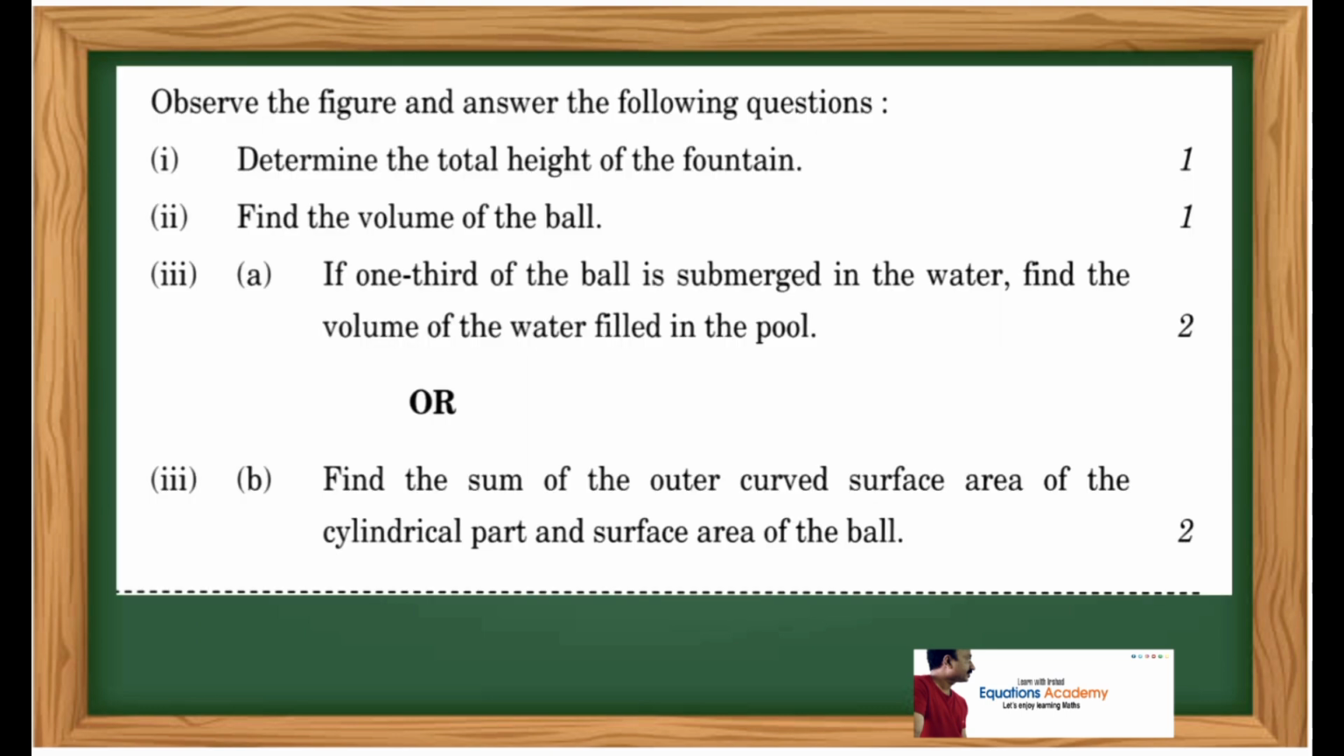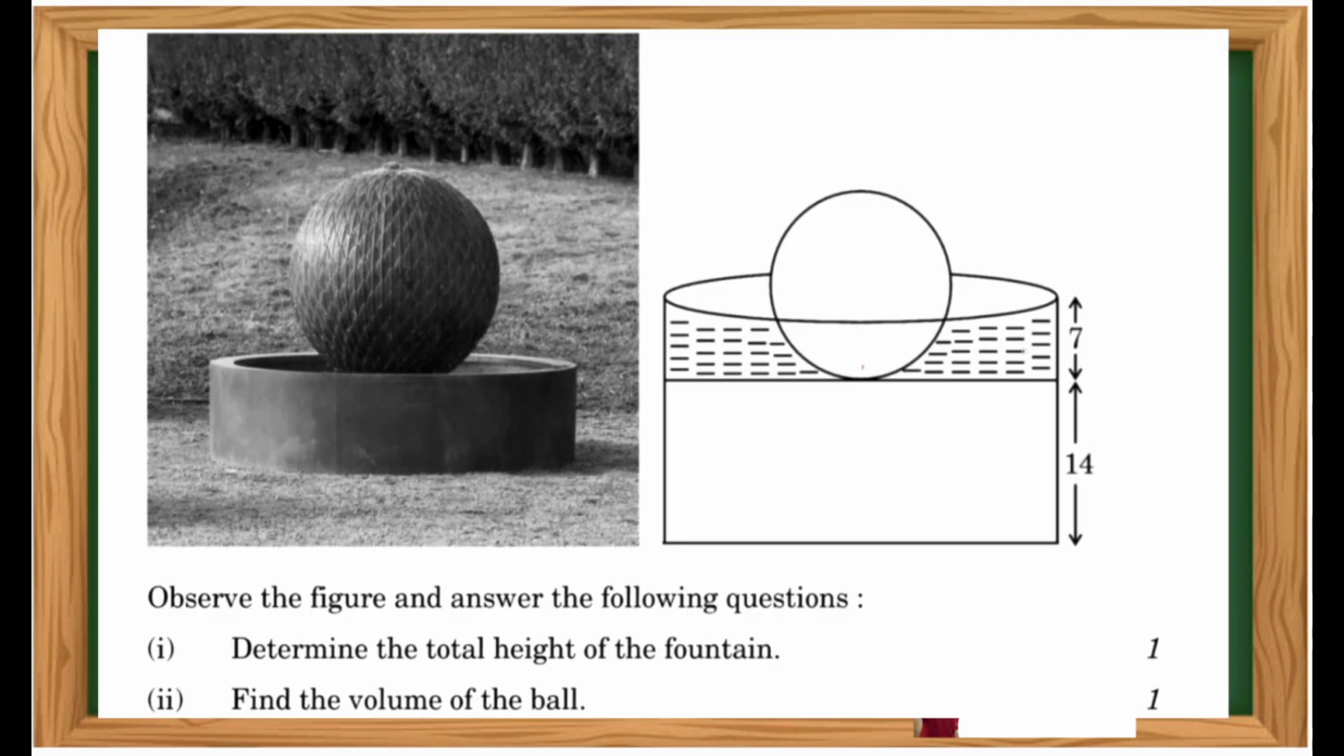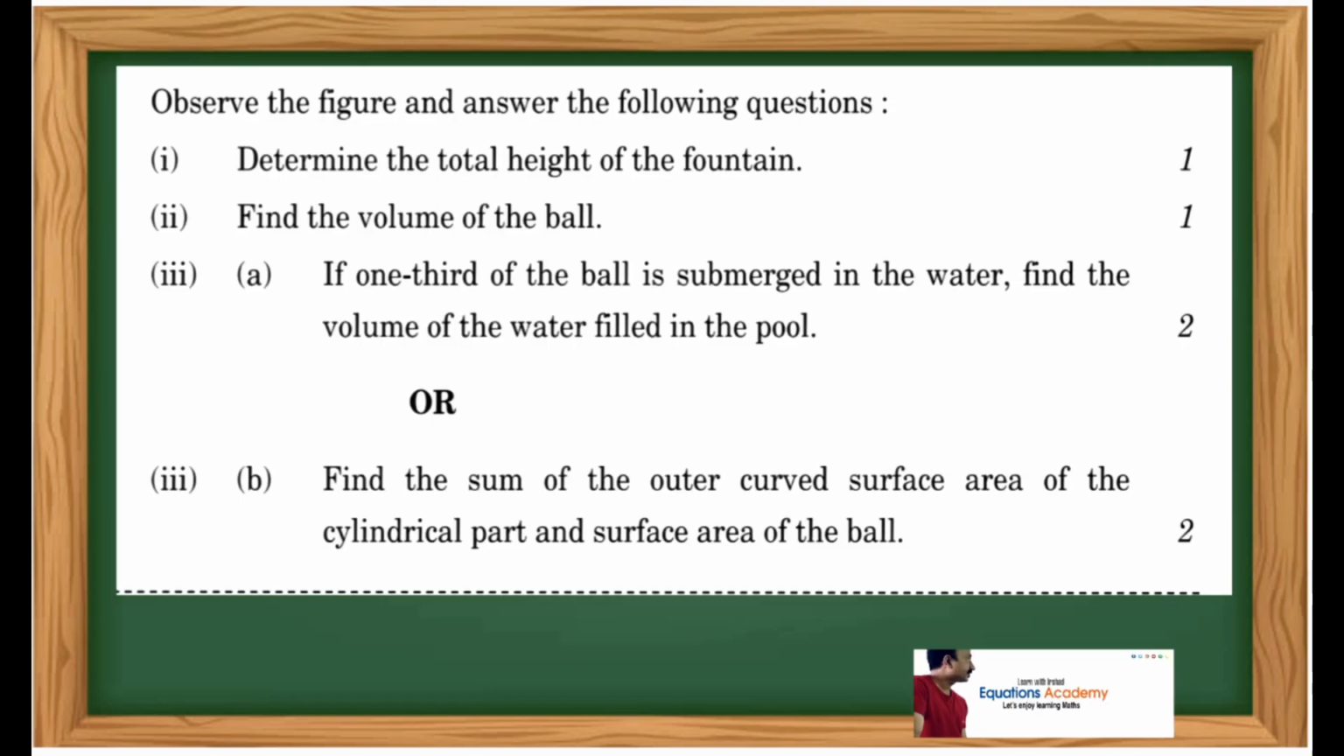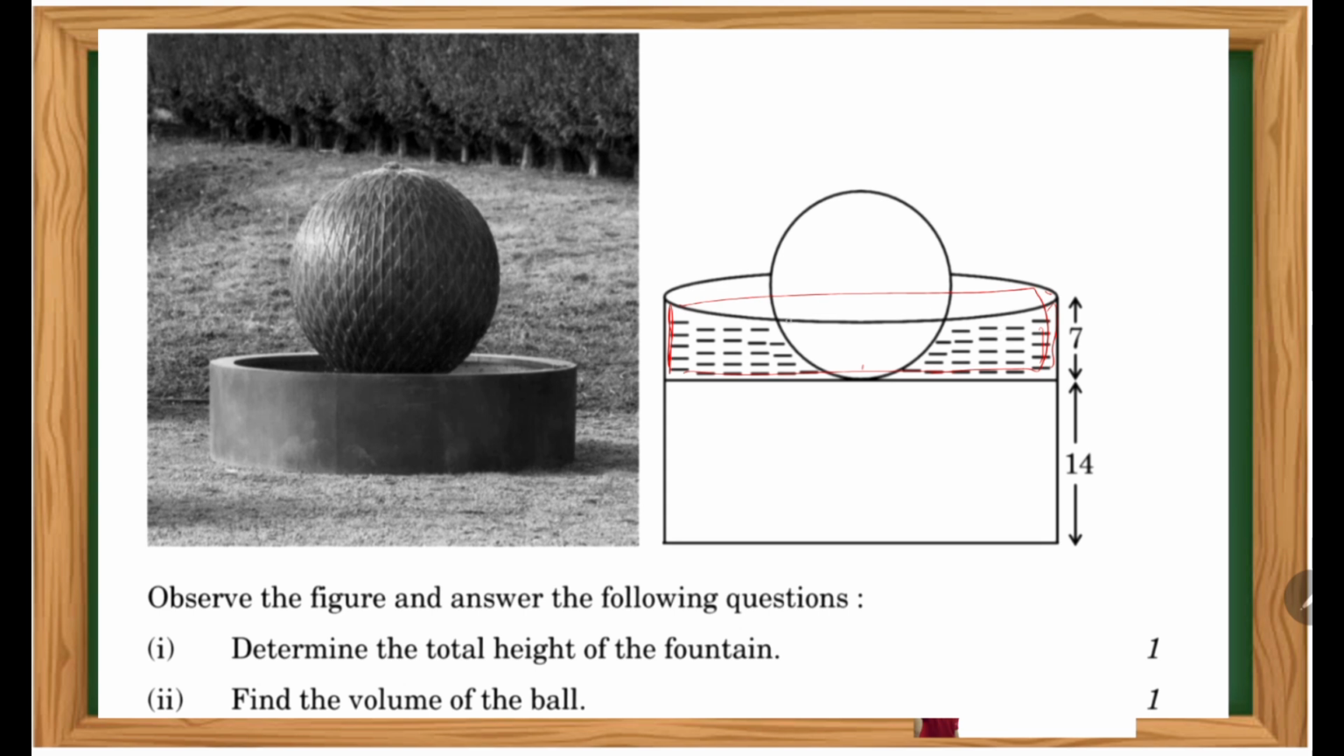Third question A, if 1/3 of the ball is submerged in the water, find the volume of the water filled in the pool. Volume of the water in the pool is equal to volume of the inner upper part, that means this part. It's a cylinder. So that means volume of cylinder minus 1/3 of volume of sphere, because it is given in the question that 1/3 of the ball is submerged in the water.